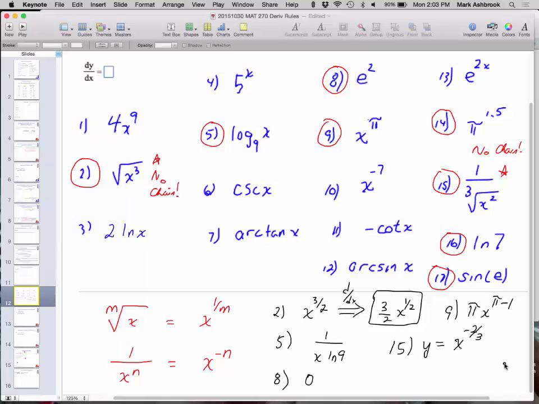Do you see how you can then do that without the chain rule? And it's much preferred, okay? Just write it as its exponent, x to the negative 2/3, and then negative 2/3 x to the negative 5/3. Rate of change.